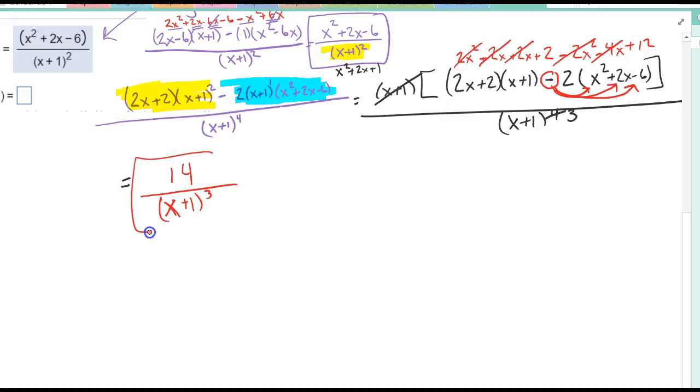So the algebra can get kind of ugly here, but it should all simplify to 14 in the numerator divided by the x plus 1 to the 3rd power in the denominator.